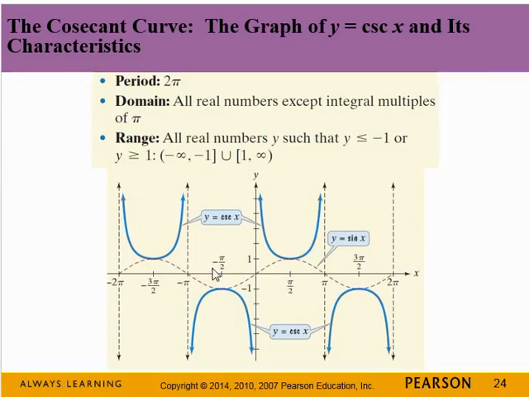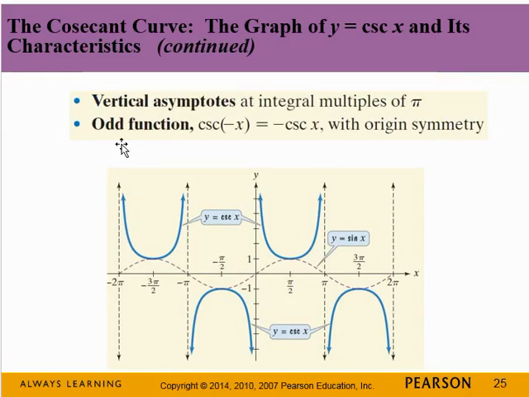You cannot cross there. Your range is all numbers such that y is less than or equal to -1, or y is greater than or equal to 1. So your graph will not go between them; it goes just above your max or below your min. Your vertical asymptotes are integral multiples of pi. Again, that's why your domain is restricted, and it's an odd function.